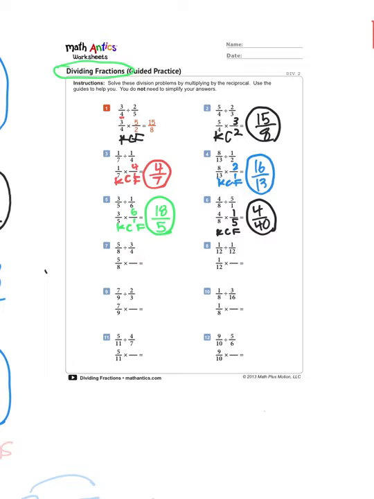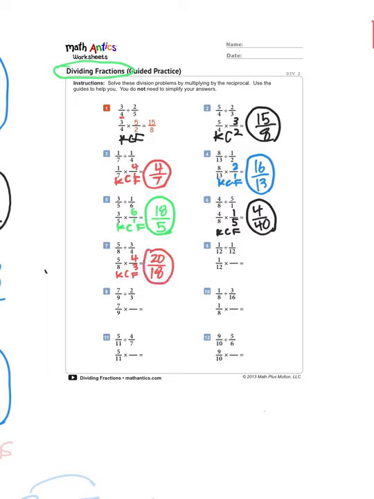Number 7, 5/8 divided by 3/4. We're going to keep 5/8. We change division to multiplication. We're going to find the reciprocal of 3/4, which is 4/3. And multiply. 5 times 4 is 20/18. Final answer.